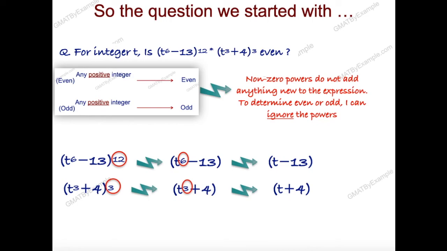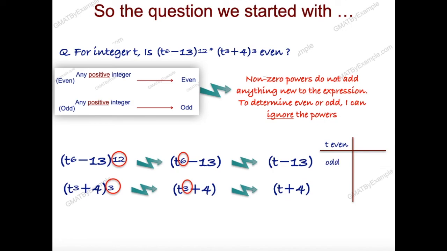Now essentially we have brought the whole big complex expression down to two very simple terms, t minus 13 and t plus 4. And the question was, is the product of these two numbers even? Now, based on what I'm seeing, I already know the answer. But let's take it one step further, since we do not know if t is even or odd. So let's just assume t to be even at first and see what happens.